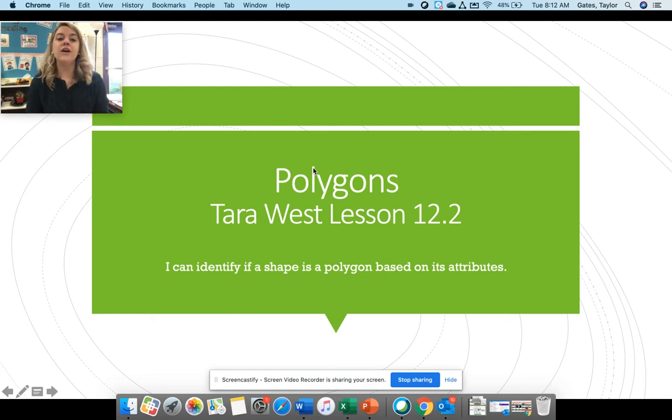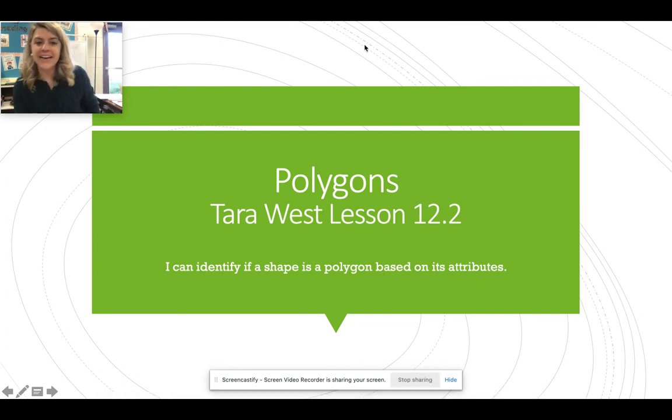Today we are going to be continuing to work with shapes, all right? If you remember, yesterday we reviewed our two-dimensional shapes. And remember we said that two-dimensional shapes are flat, right? They don't take up any space. They're flat, and we call them 2D shapes. That way we don't have to say two-dimensional all the time.